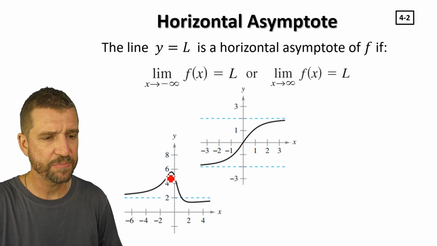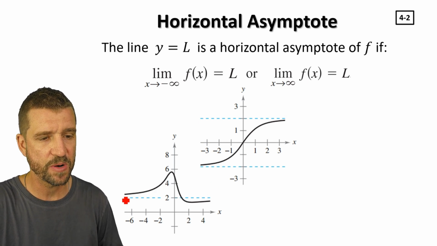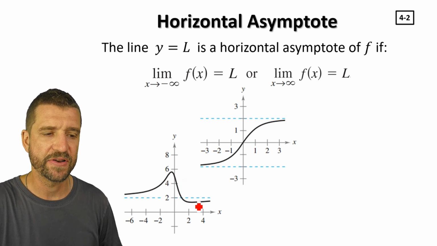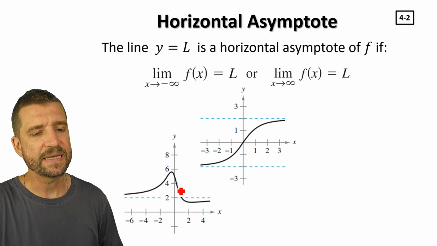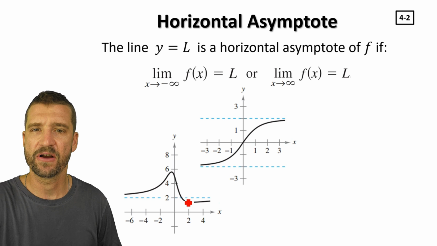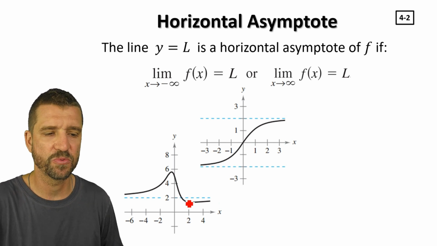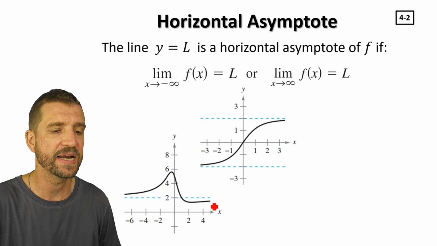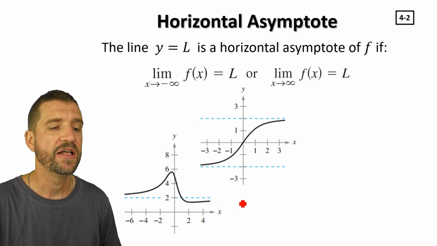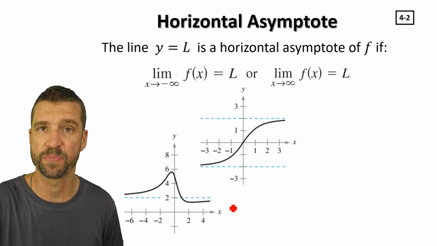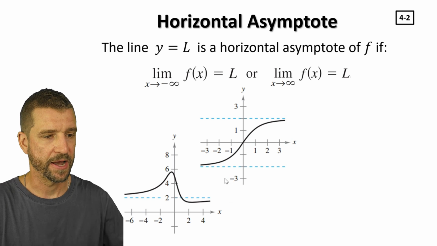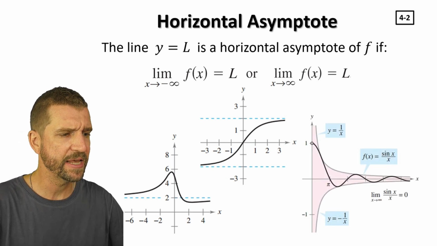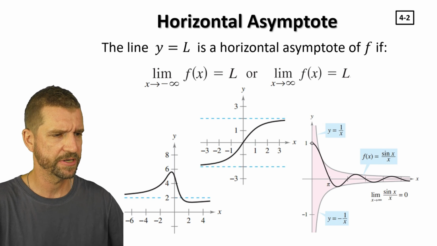Here's another example. Clearly, it's going to 2 as we approach negative infinity. But what about as we approach positive infinity? Well, it doesn't matter that it crosses the graph there at 1 because we're not concerned with what's happening at 1. We're concerned with what's happening as we go to infinity. And as we go to infinity, this function will approach positive 2.